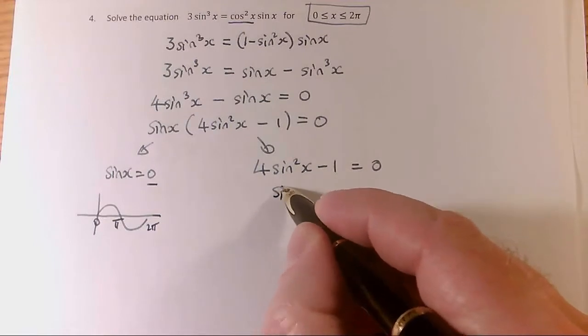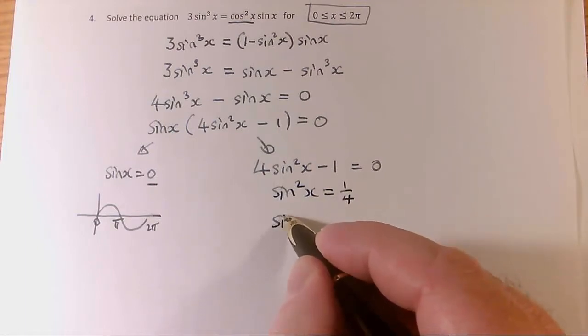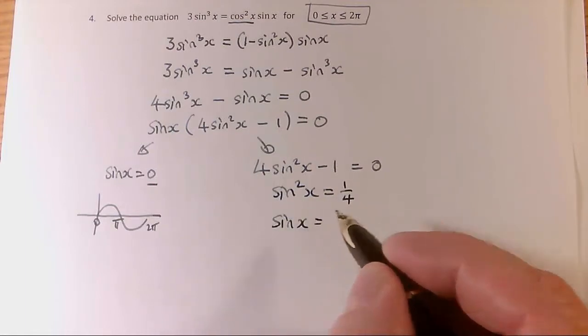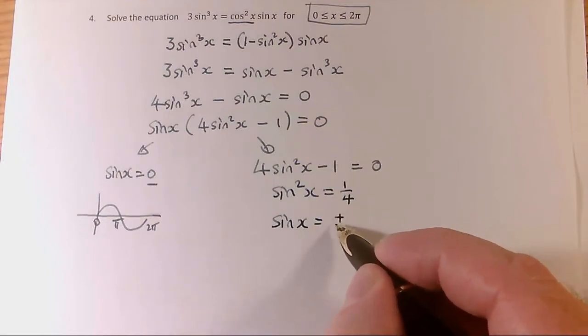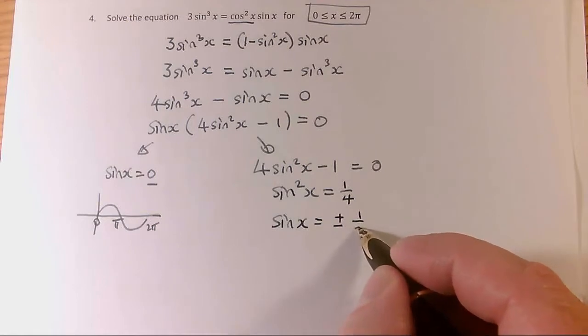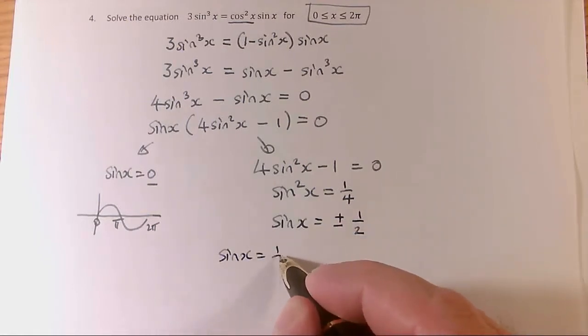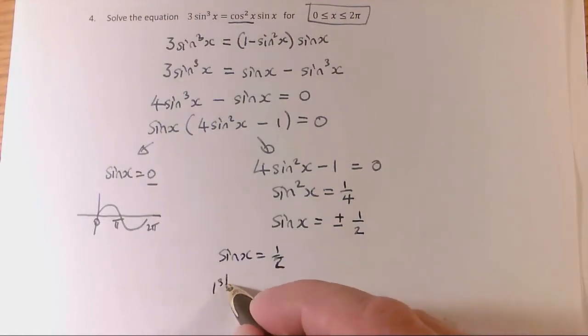This is going to give me that sine squared x equals, so add 1 divided by the 4, sine squared x is going to be a quarter, so sine x, I'm going to be square rooting. Because I'm square rooting, I mustn't forget plus or minus. Both of those are totally valid. Square root of a quarter is a half. So I'm solving sine x equals a half, and that is first x, second x.